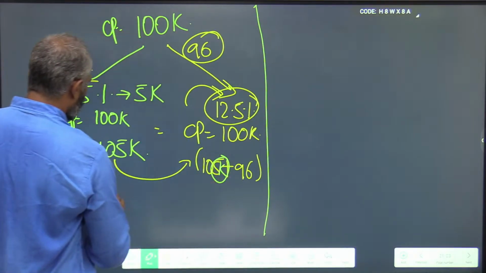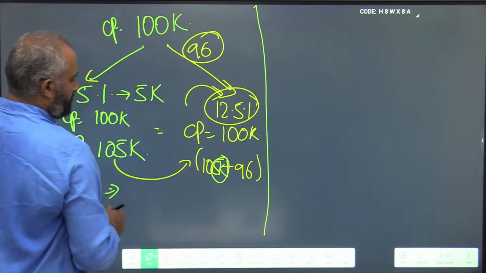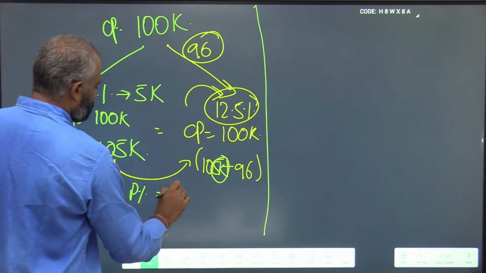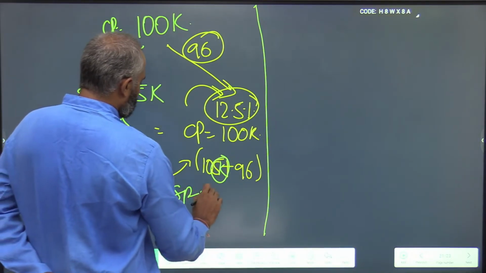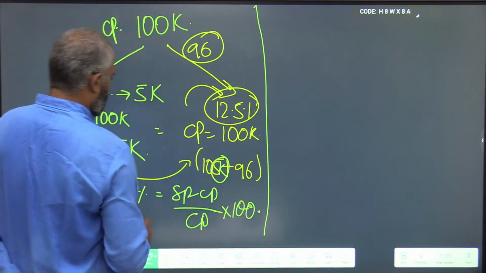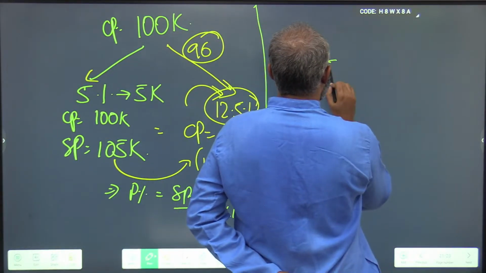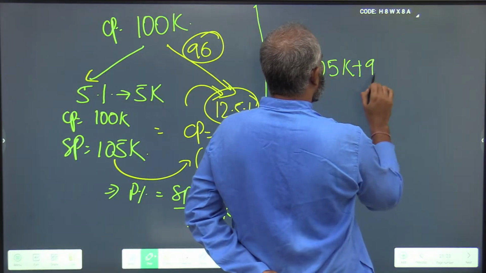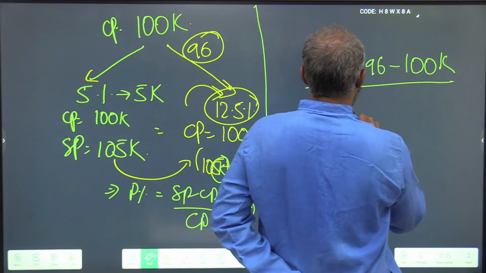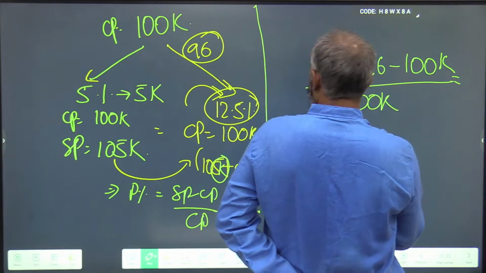Okay, so can I write profit percentage as profit percentage is equal to SP minus CP by CP into 100? Now putting this into the equation, my SP is 105k plus 96 minus 100k by 100k is equal to 12.5%.